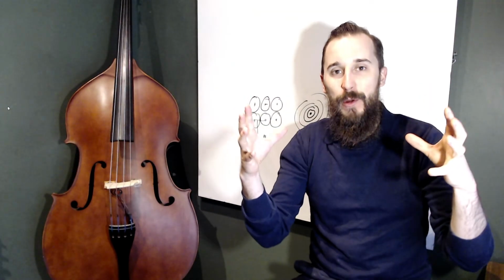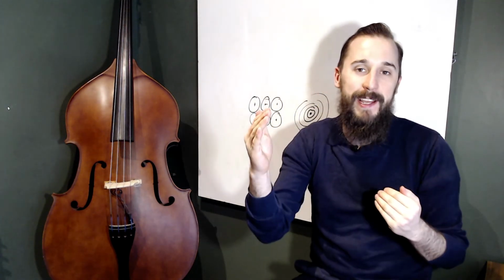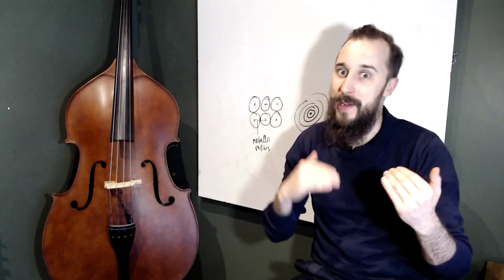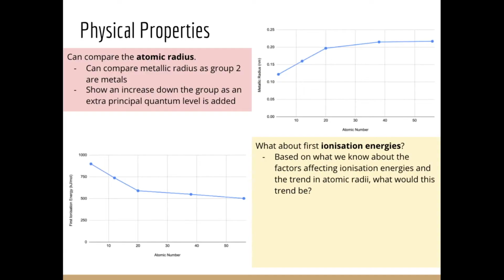If we are adding an extra quantum level each time we go down the group, the valence electrons are further away from the nucleus. Therefore, that electrostatic attraction is weaker between the valence electrons and the nucleus because they're further away as we go down the group. That means it's going to take less energy to remove the valence electrons, and therefore it's going to be easier. So we see a decrease down the group.